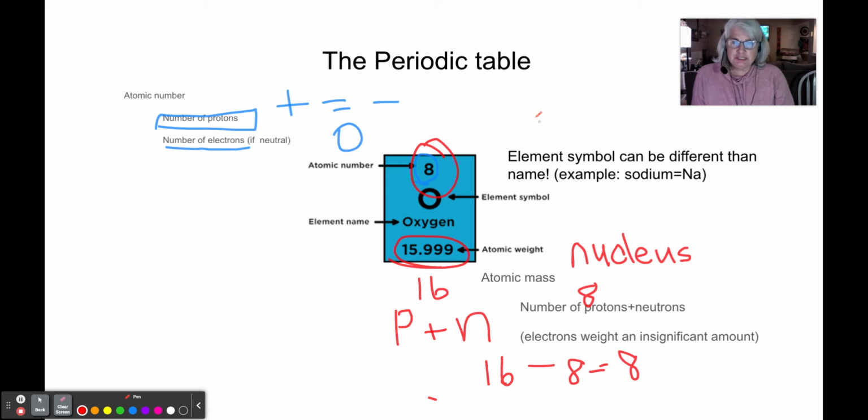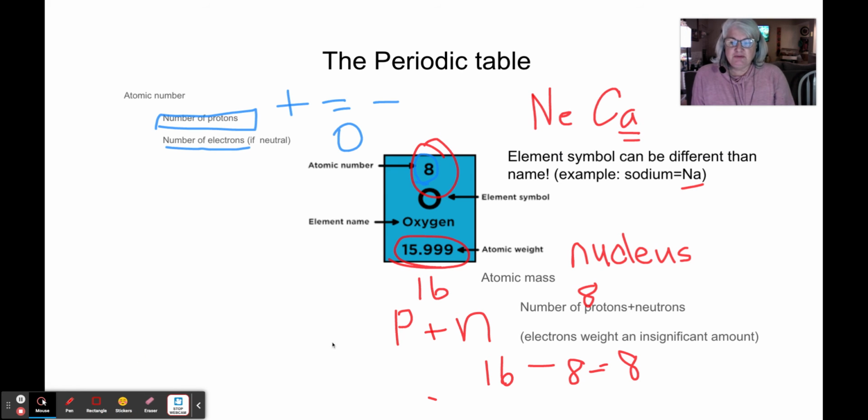It's also important to notice that if an element has 2 letters in its symbol, the first letter is capitalized and then the second letter is not. So for example, neon would be capital N and a little e. So that's neon. Sodium, you can see right here. Calcium is Ca. So the second letter is always lowercase.